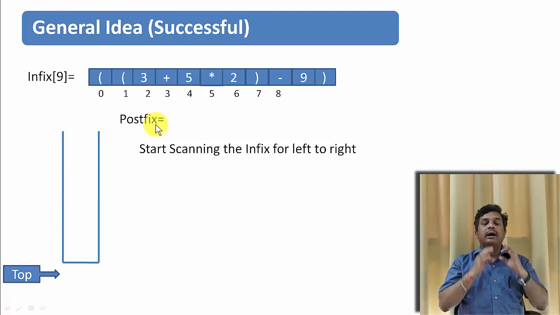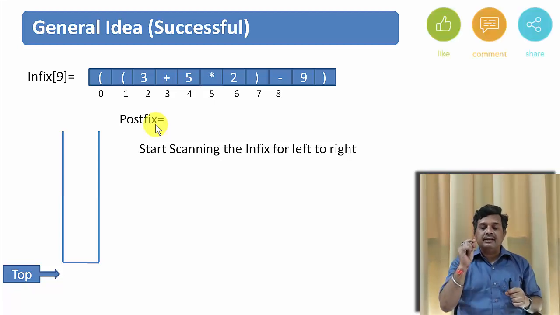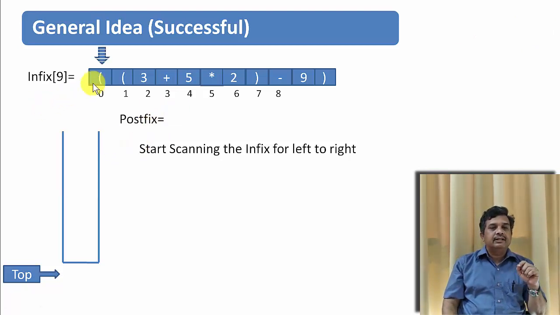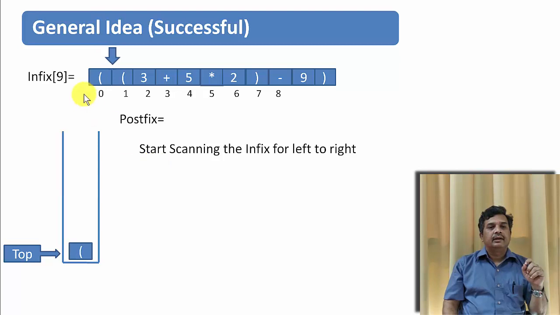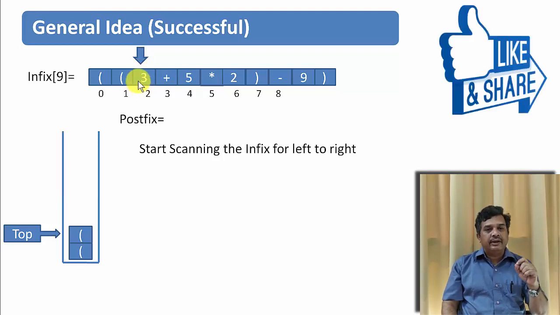Now let us take one more, a little bit more complicated example so that your understanding will become better. Let us see. The first character that is scanned is a left parenthesis. What do I have to do? I have to push it onto the stack. The next character is again a left parenthesis. What do I have to do? I have to push it onto the stack. The next character is a number, numeric value 3. I have to write it to the postfix expression.